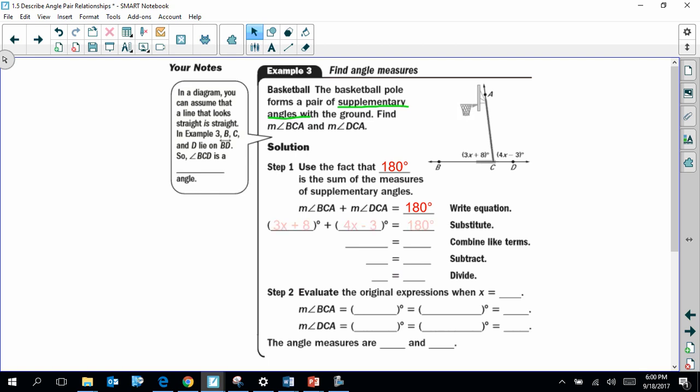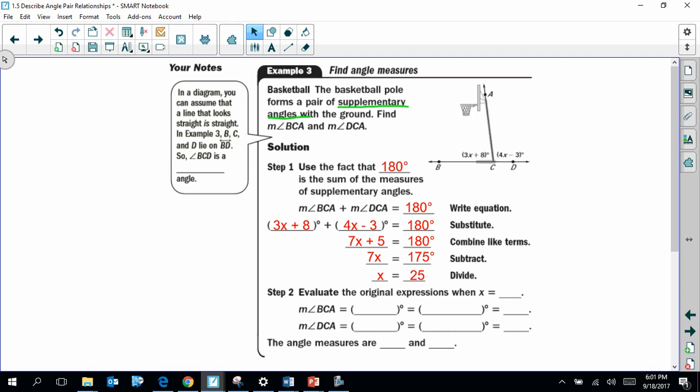Substituting the expressions that were given to us by the problem, we get 3x plus 8 plus 4x minus 3 equals 180. Now the parentheses aren't really necessary because all we would do to get rid of them would be to distribute a positive 1. So we can just combine our like terms. The 3x and the 4x give me 7x, and the 8 and the 3 give me a 5. Then I'm going to move the 5 over through subtraction and then divide by 7 and show that x in this case is going to equal 25.